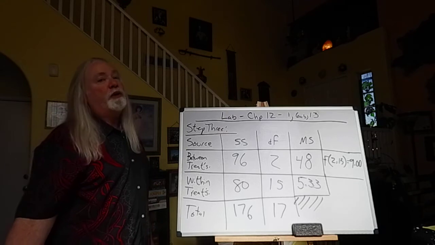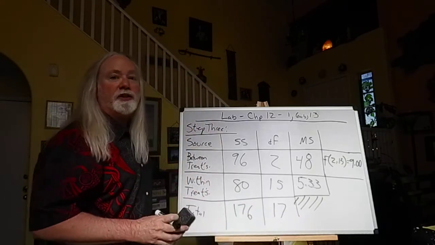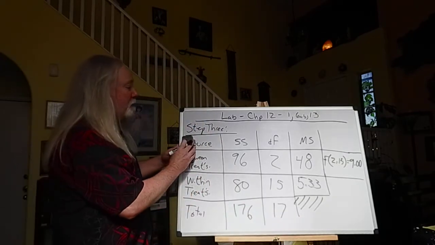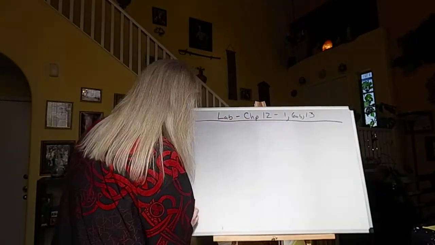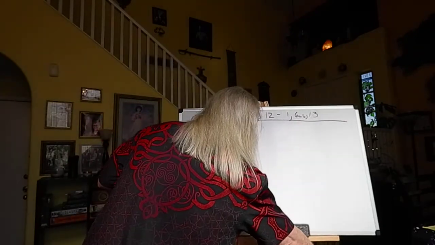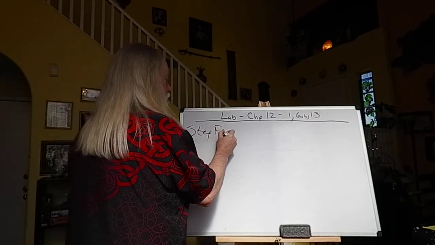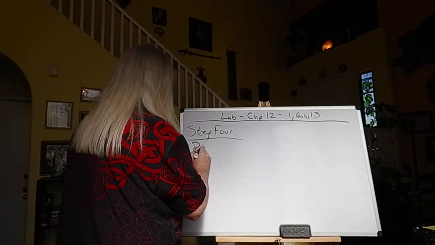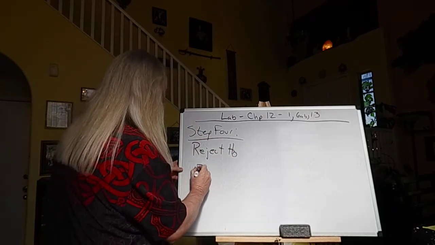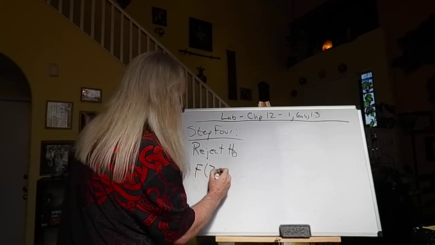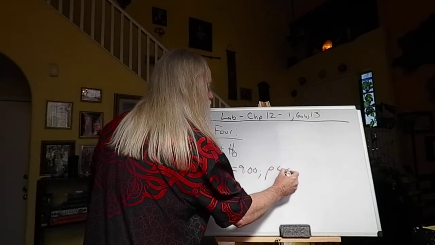Well, our critical F was only 3.68 we saw in step 2. So in step 4, what is our decision? We are clearly going to reject the null hypothesis. And in APA, we would say we have an F of 2 and 15 that equals 9.00, p less than 0.05.